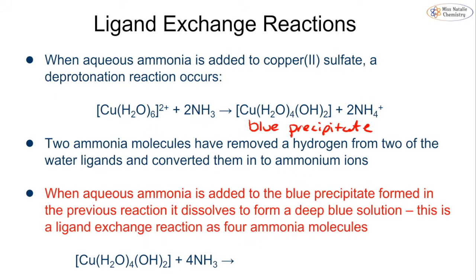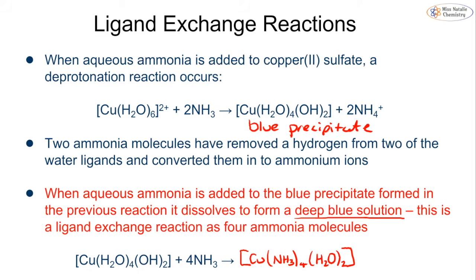And coming from that blue solution. If we take excess ammonia and add it in further, we can take that blue precipitate and dissolve it to form a deep blue solution. And this is where we get a ligand exchange happening. What actually happens is we make the copper connected to 4 ammonias and 2 waters.